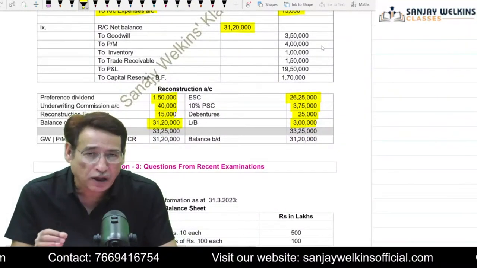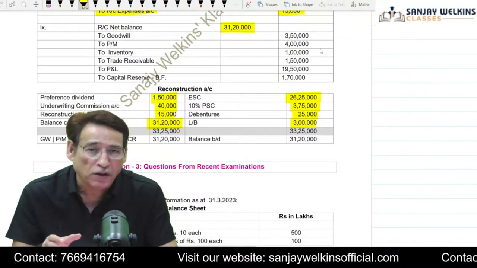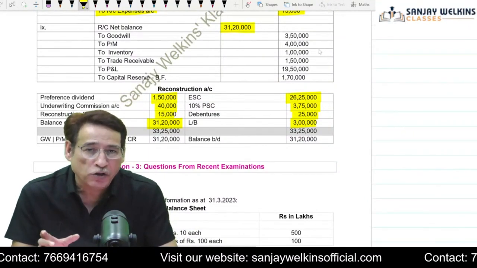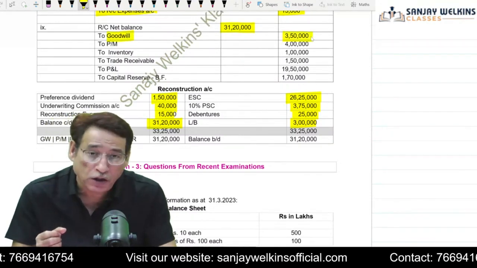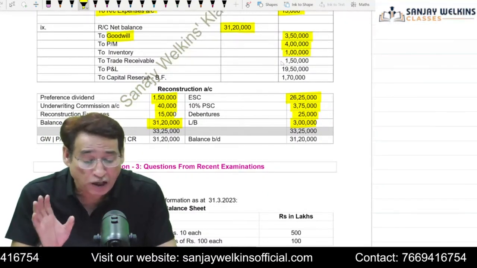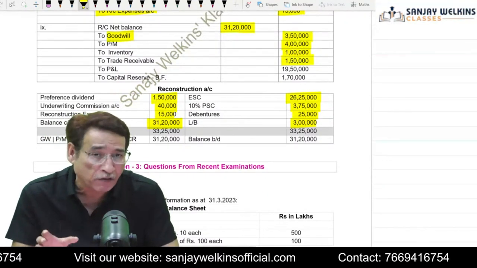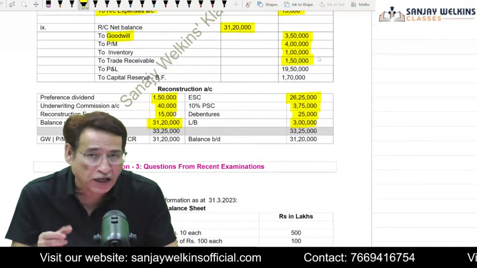But before we start writing off, there is a process to it. First of all, look into the question, and as per the direction of the question, it is given here that goodwill is not having any value, so you need to write it off. Number one. Besides that, it was given in the question that the value of plant and machinery, inventory and trade receivable is falling down by 4 lakh, 1 lakh and 150 respectively. You will take that into account.